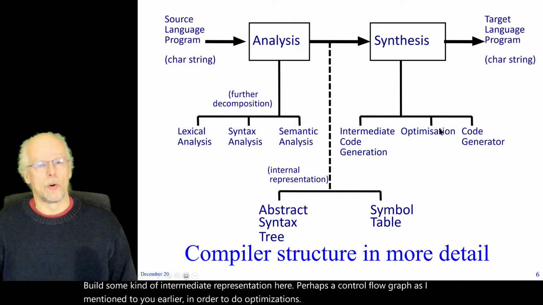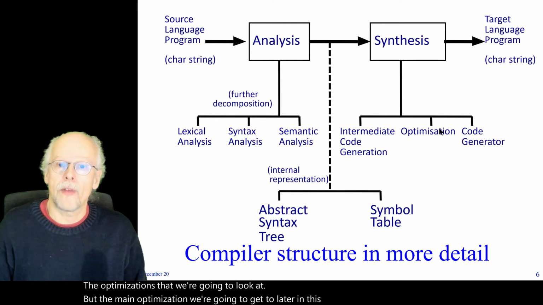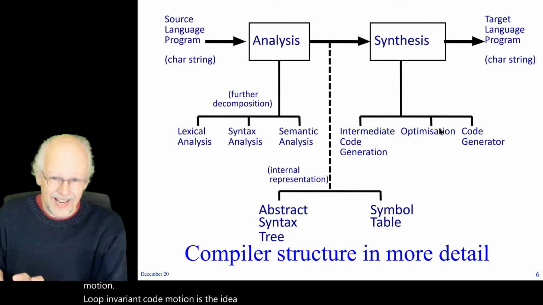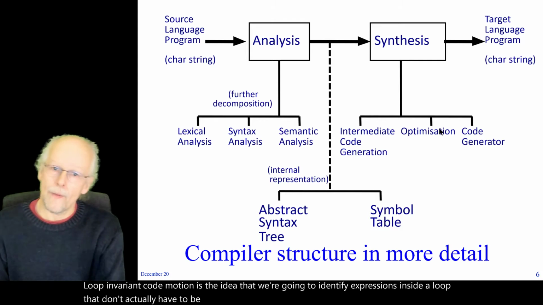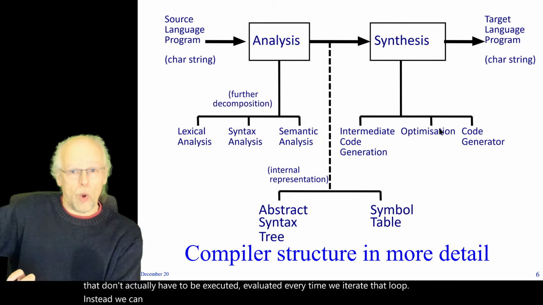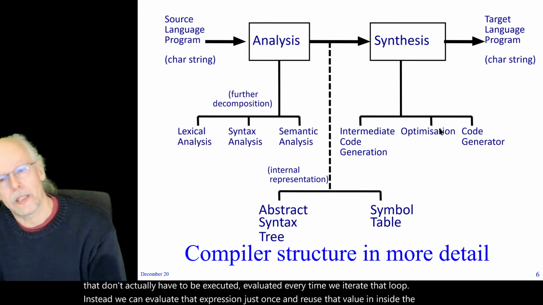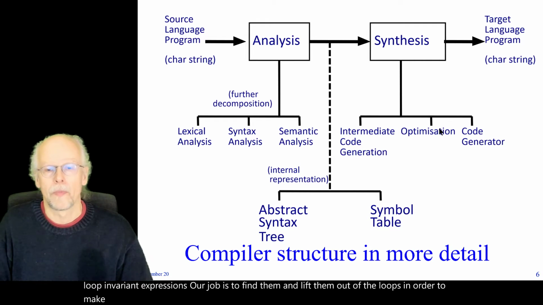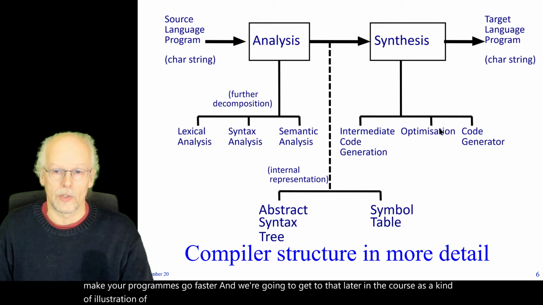And the main optimization we're going to get to later in this course is loop invariant code motion. Loop invariant code motion is the idea that we're going to identify expressions inside a loop that don't actually have to be evaluated every time we iterate that loop. Instead, we can evaluate that expression just once and reuse that value inside the loop. So our job is to find loop invariant expressions and lift them out of the loops in order to make your programs go faster. We're going to get to that later in the course as an illustration of the kinds of optimizations that a compiler might do.